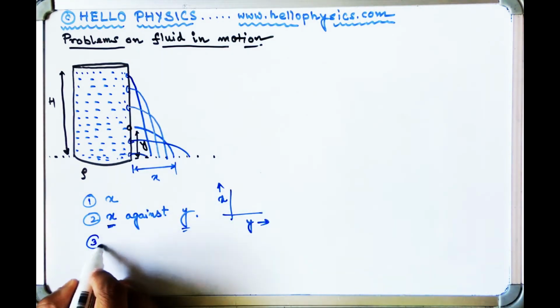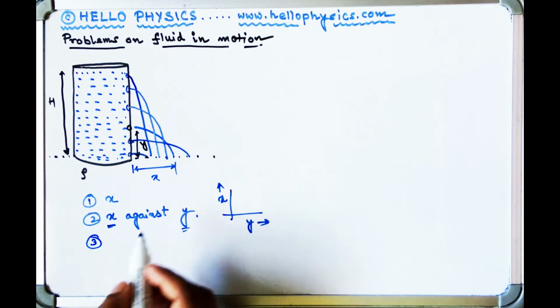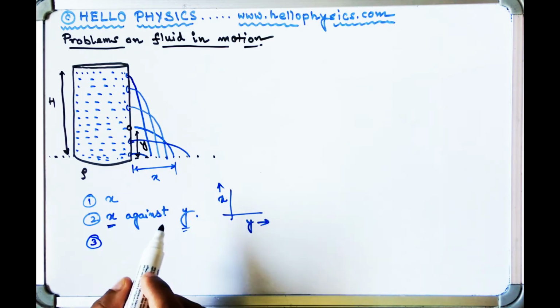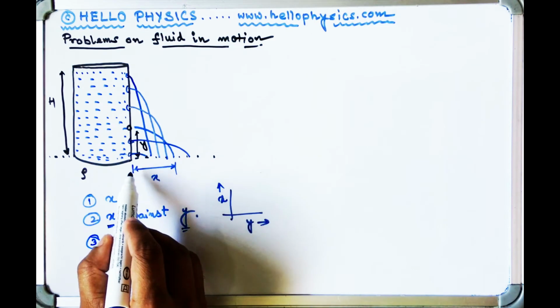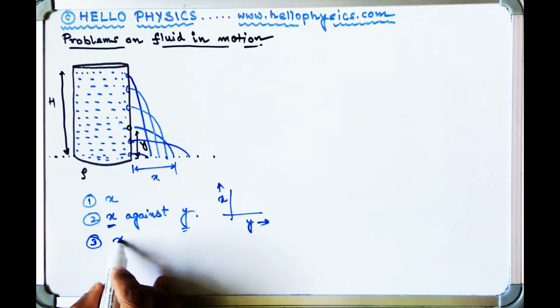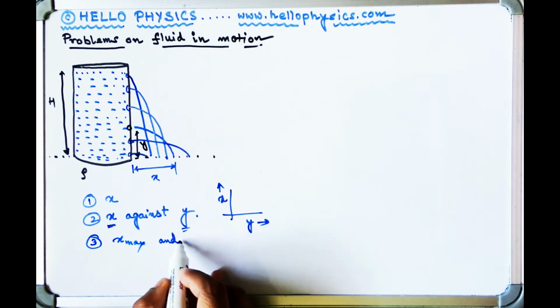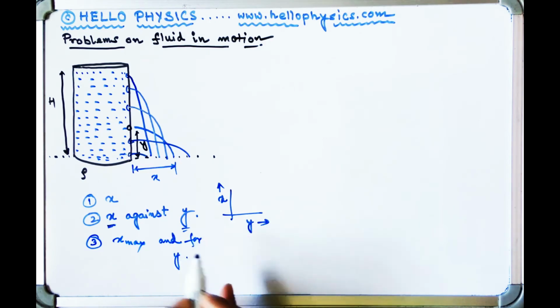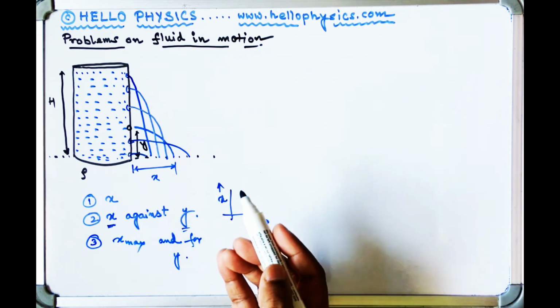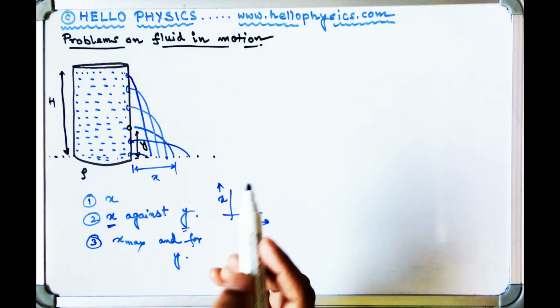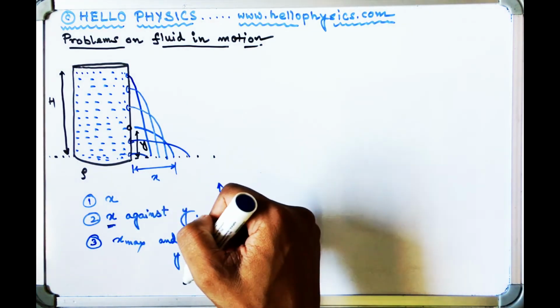And as the third part of the problem, you have to find out the position at which, if you make the hole, the distance would be maximum. So you have to find out x max, and the y at which the distance would be maximum. So these are the three things that you have to do.